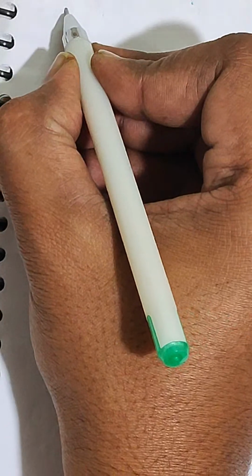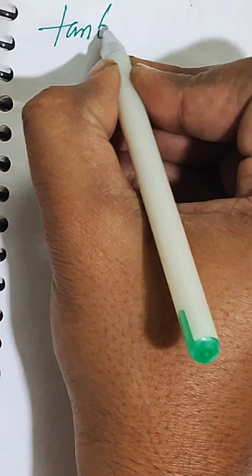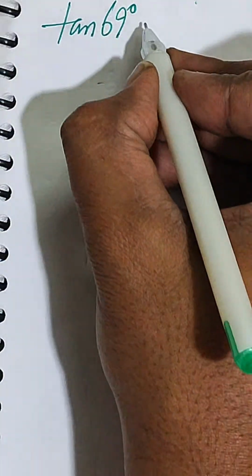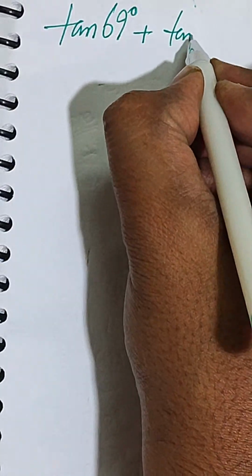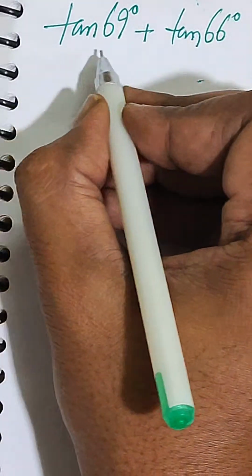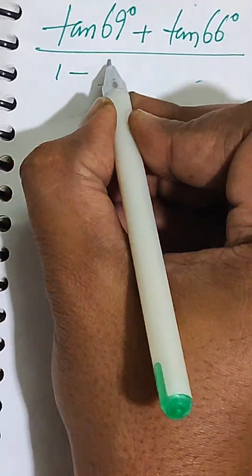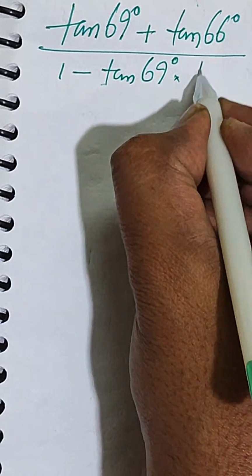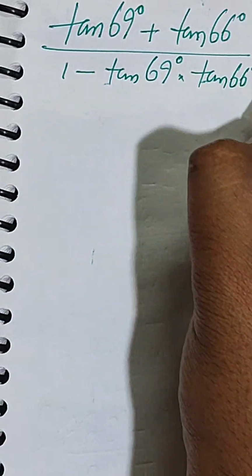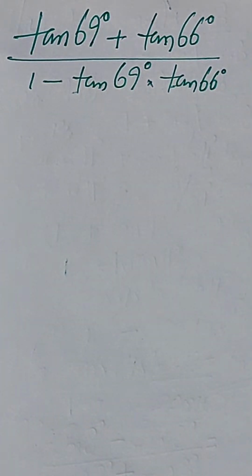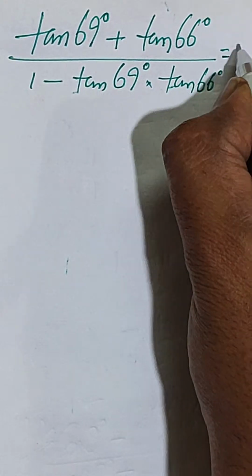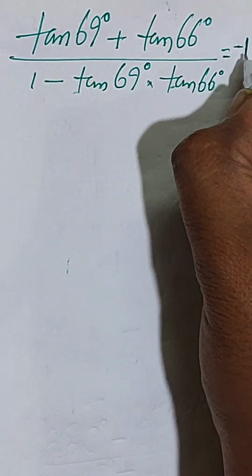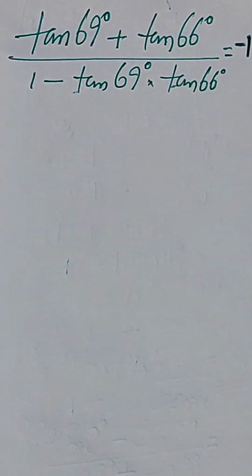The fourth question which we are taking for today's session is this: tan of 69 degree plus tan of 66 degree divided by 1 minus tan of 69 multiplied by tan of 66 degree, and the value of this is equal to minus 1. Just prove it.